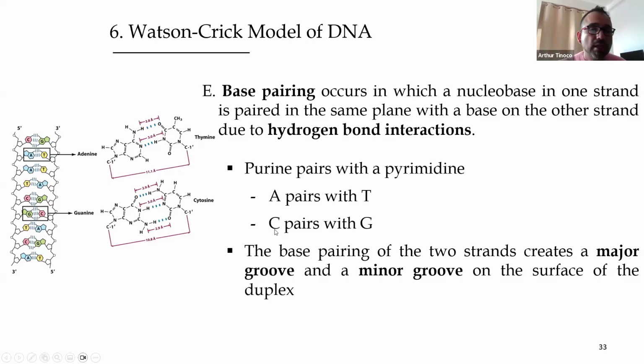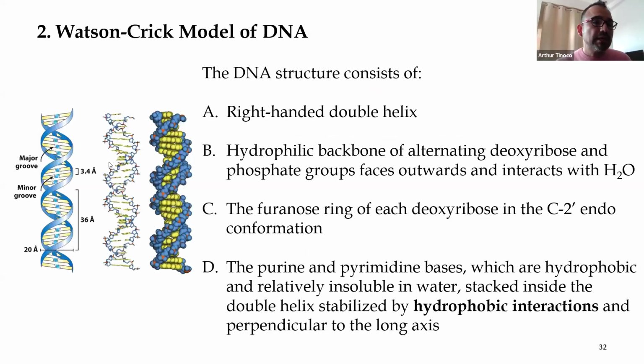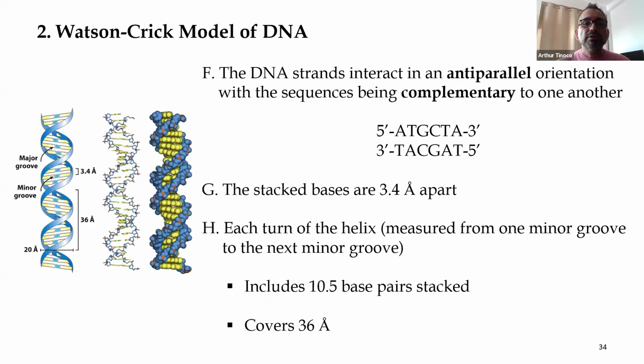Then you commonly will see the cytosine base pair with the guanine. And so here's the representation of this, where you have these three hydrogen bond contacts between the two. Okay, so the base pairing of the two strands creates a major groove and a minor groove on the surface of the duplex. And so that was better depicted in this picture over here, where you're looking along the long axis and you see this arrangement where you have this minor groove and this major groove that exists due to this base pairing interaction.